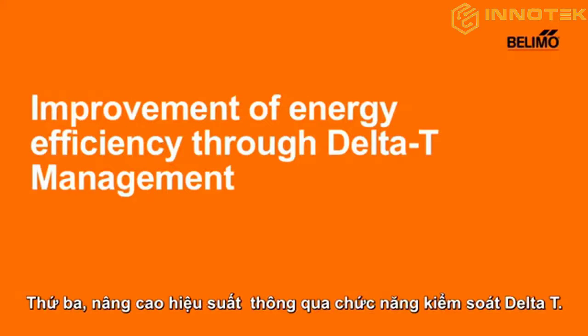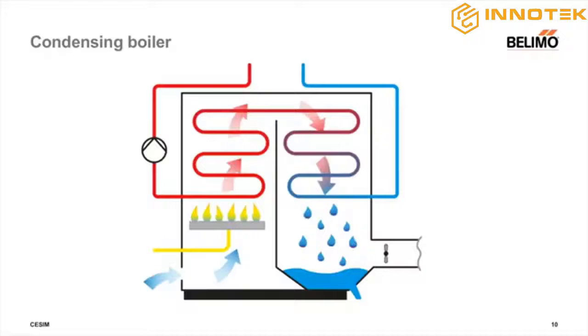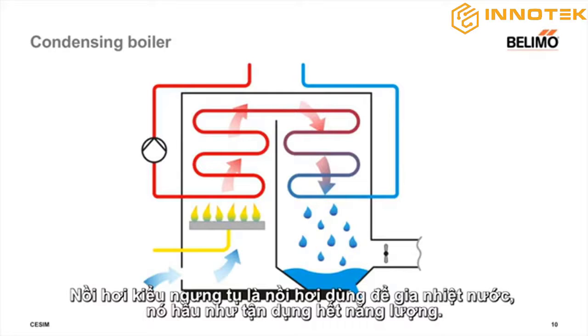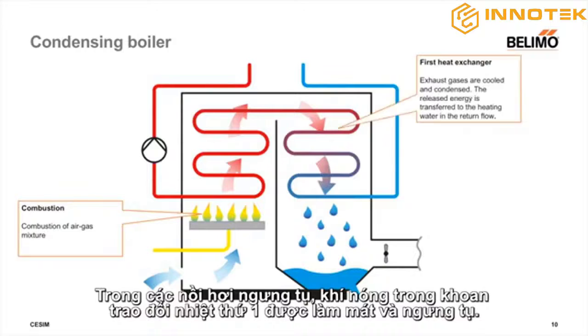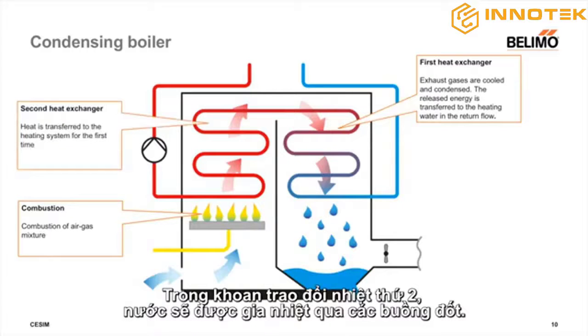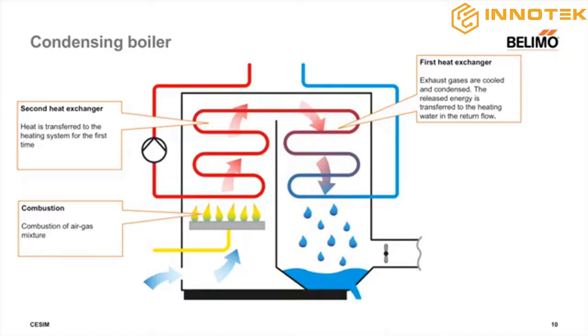Improvement of energy efficiency through DeltaT management. A condensing boiler is a boiler for hot water heating systems, which almost completely uses the energy content of the fuel used. In condensing boilers, the gas in this first heat exchanger is cooled as much down as possible at the condensation heat of the water vapor contained in the gas. In the second heat exchanger, the water is reheated by combustion.